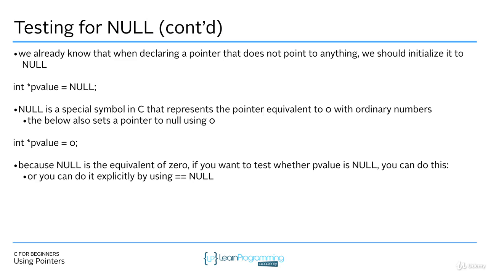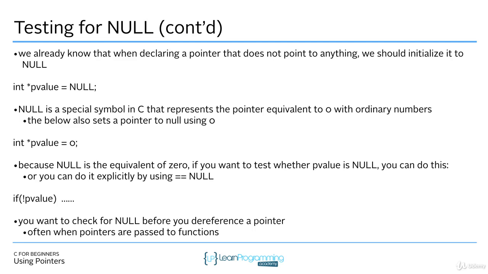Because null is the equivalent of 0, if you want to test whether the pointer is null, you can use an explicit test. You can say pointer equals equals null. And if the pointer is equal to null, meaning it's 0, then you can do something. If it's not 0 or not null, it's 1, true, or any other value. That's a way to check against having crashes. Before you try to dereference something, this will tell you whether or not it has memory allocated.